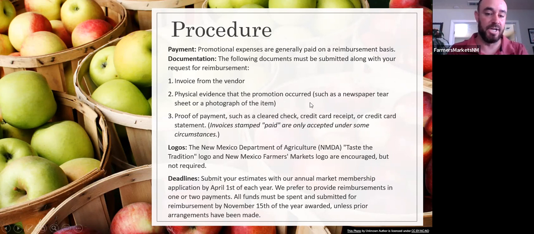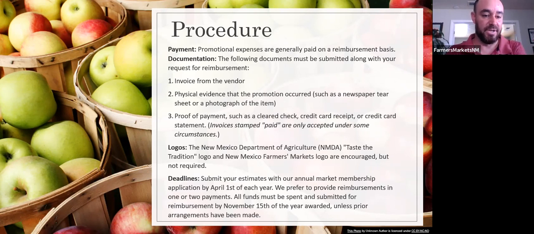the physical evidence that the promotion occurred. So a newspaper tear sheet, a photograph. If you did like a radio commercial, we would need to have a clip of the audio that you put on there. And we also need the proof of payment. So making sure that the receipt is included. And like I said, it's done on a reimbursement basis. So whenever you get it to us, we'll turn around and check to reimburse you for that.